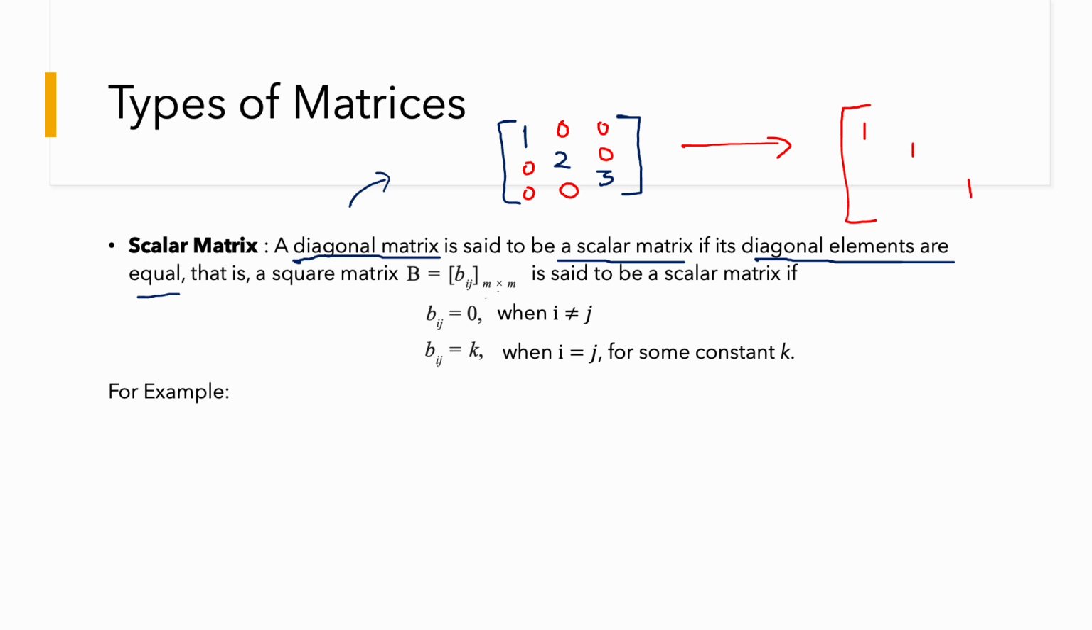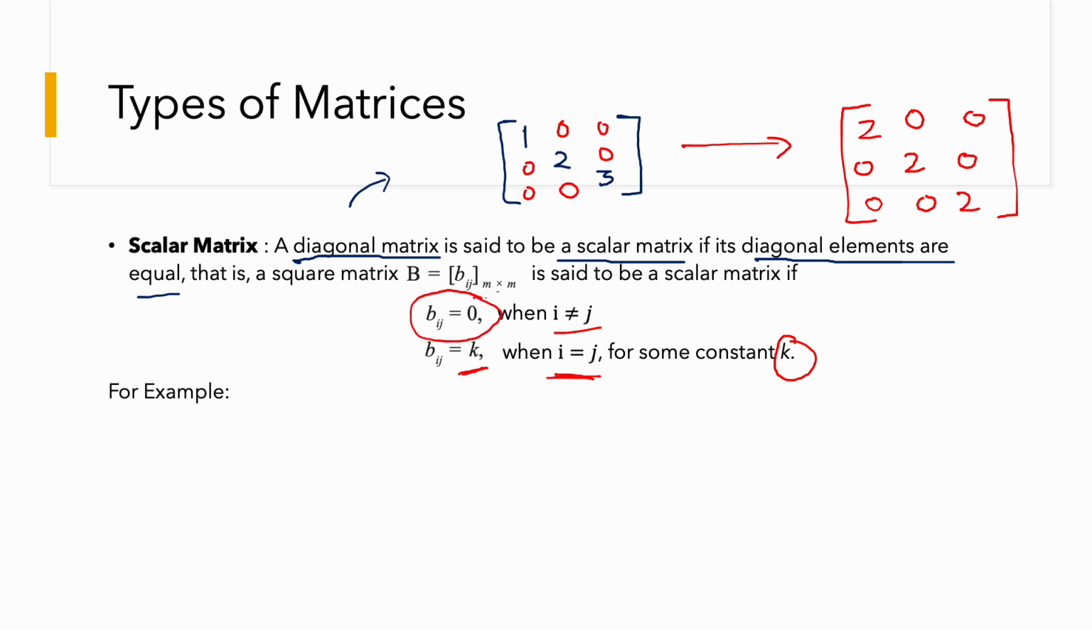Or you can say 2, 2 and 2, or 3, 3 and 3. So you can say this is a scalar matrix. Why? Because all the diagonal elements are equal. So non-diagonal elements have to be 0 and the diagonal elements have to be equal to some constant. In this case, it's k. So Bij, any element, has to be equal to some constant k when i and j are equal, but when i and j are not equal, the element has to be 0. So this is a scalar matrix.